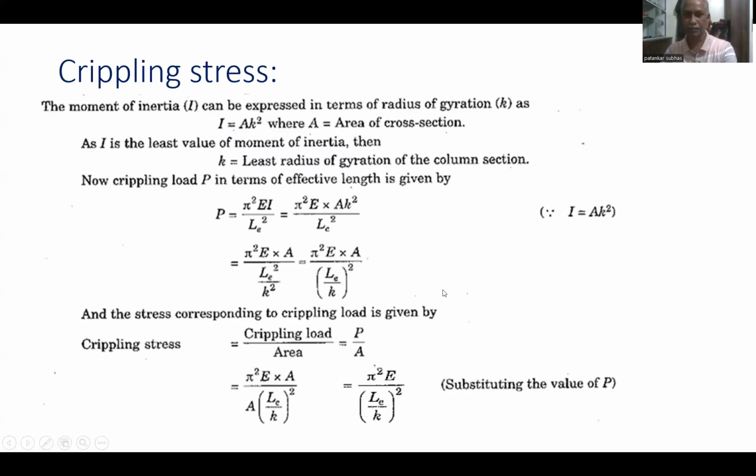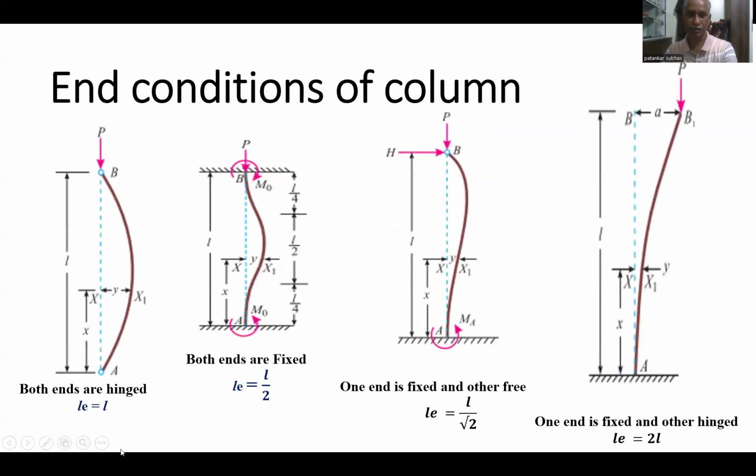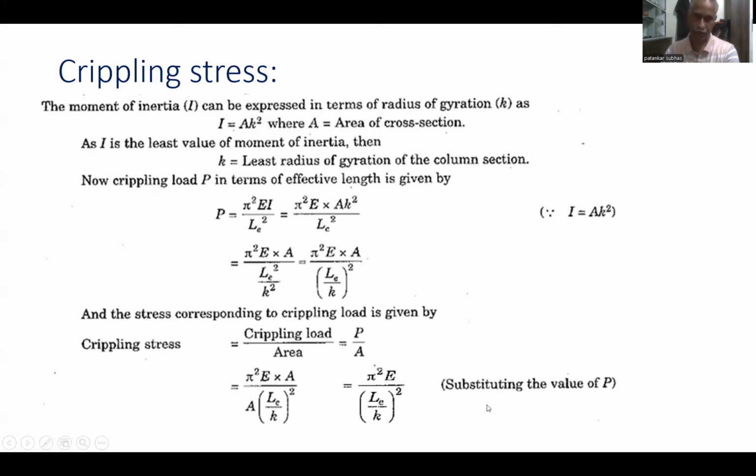Okay, and that's why once we put this value in this formula, Le is equal to L for both ends hinged, Le is equal to L by 2 for both ends fixed, Le is equal to L by root 2 for one end fixed and other hinged, and last Le is equal to 2L when we have considered one end fixed and other free, and we get the crippling load for all these four cases.